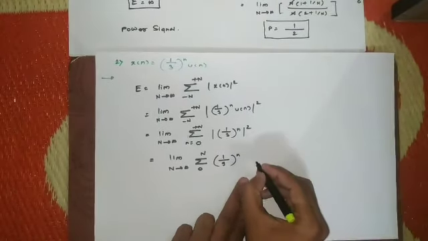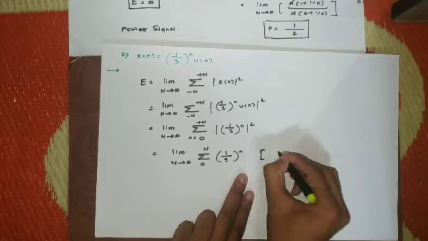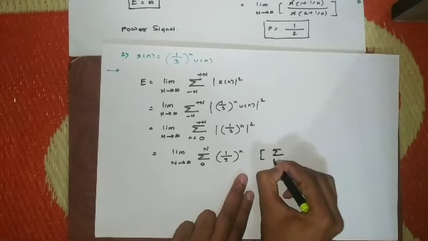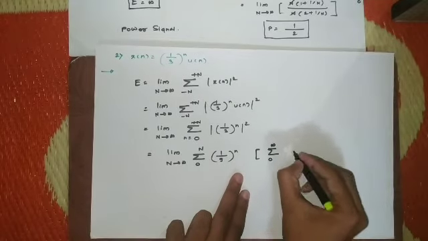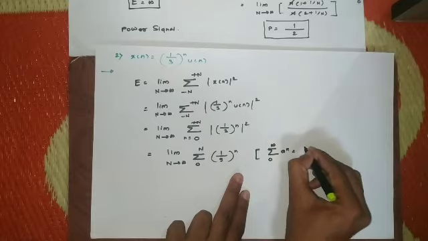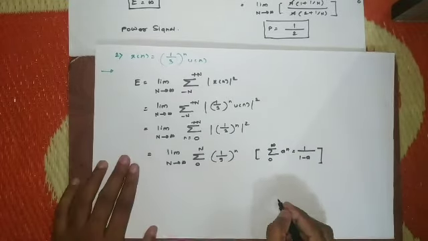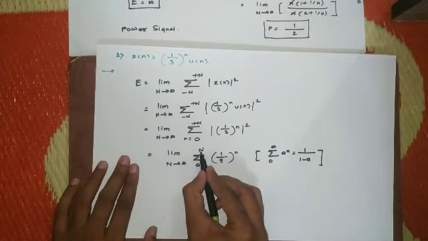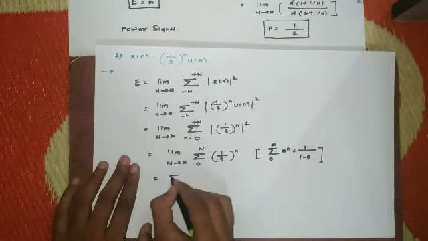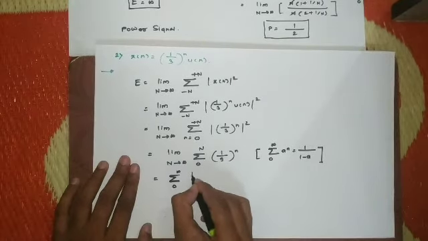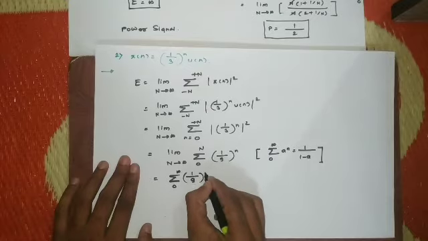The formula is quite simple. Summation from 0 to infinity of a raised to n is always equal to 1 upon 1 minus a. Now here I can put the value of n as infinity, so we'll get this term as summation 0 to infinity of 1 upon 9 raised to n.